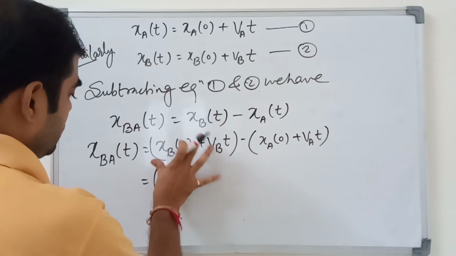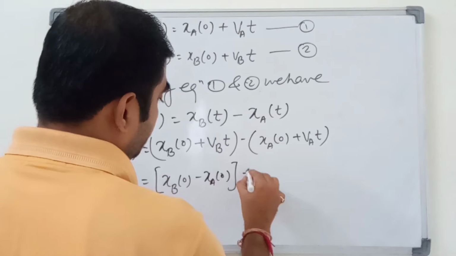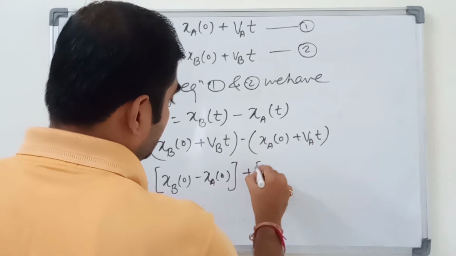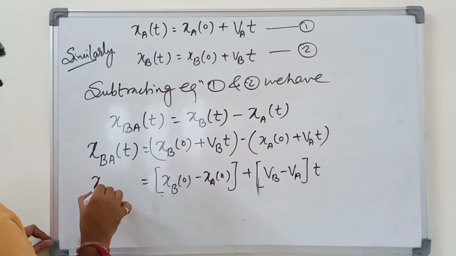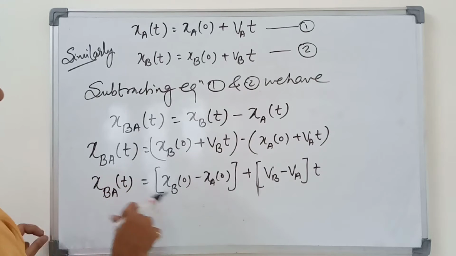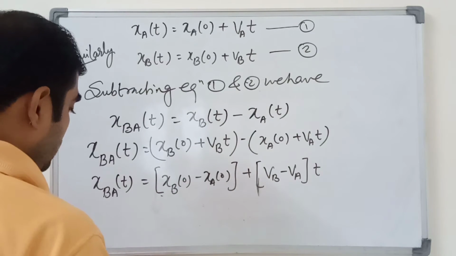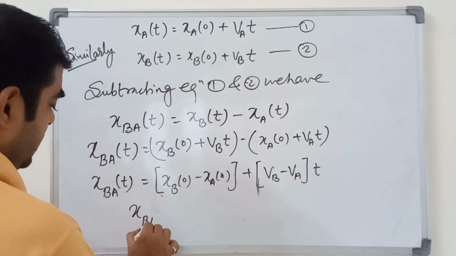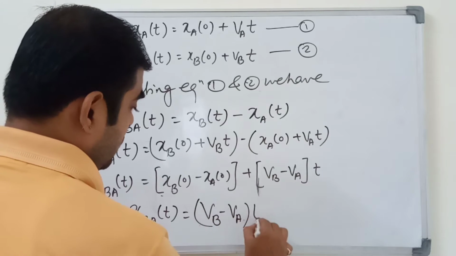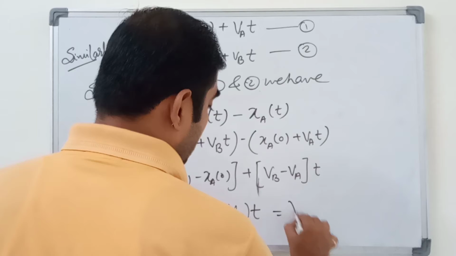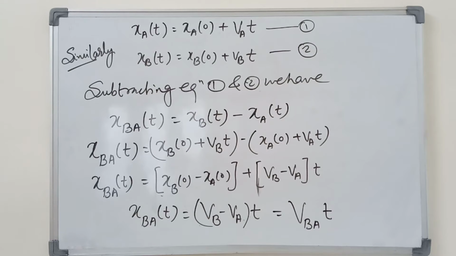So now xB(0) minus xA(0), plus (vB minus vA) t. At time t equal to 0 the position difference is zero, so the remaining value is xBA(t) equal to (vB minus vA) t. So here vBA is equal to vB minus vA. Write down this mechanism, all of you.